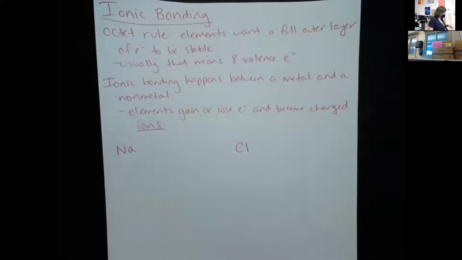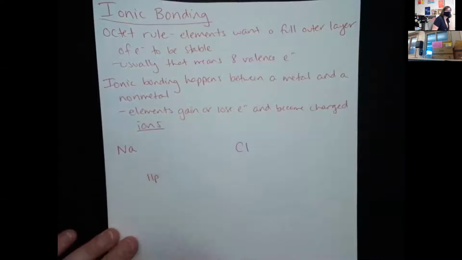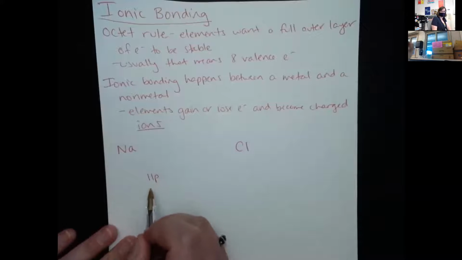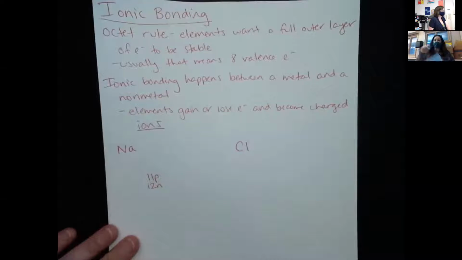So when we draw the Bohr model for sodium, how many protons does sodium have? Na. 11. And how many neutrons is the most common version of sodium going to have? Gotta look at that mass number, round it. It rounds to 23. We already have 11 protons, so we're going to need 12 neutrons. Everybody with me?